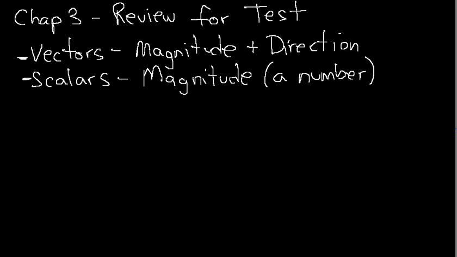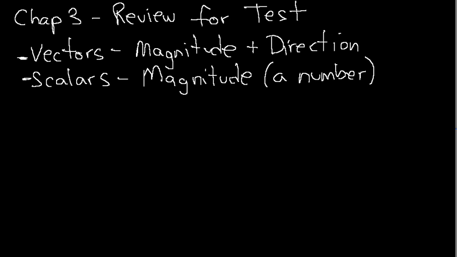So vectors, we said, are quantities that have both magnitude and direction associated with them. Something like a velocity or an acceleration that has a certain quantity, like 5 miles per hour north or 5 miles per hour east. It's giving a direction and also a quantity associated with the direction.